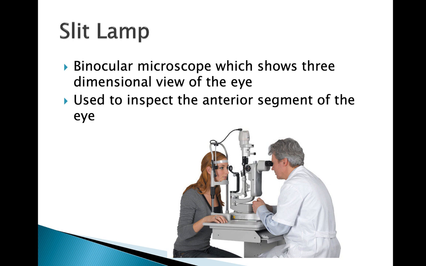Slit lamp is a binocular microscope which shows a three-dimensional view of the eye. It's used to inspect the anterior segment of the eye, so the cornea, the anterior chamber, and you can see the lens. You will quite frequently see a slit lamp in an ER. You typically won't have that in an urgent care or a family practice setting. But if you're going to work in an emergency room setting and you want to be an ER PA, you will get to be very proficient at using a slit lamp to view the anterior segments of the eye.